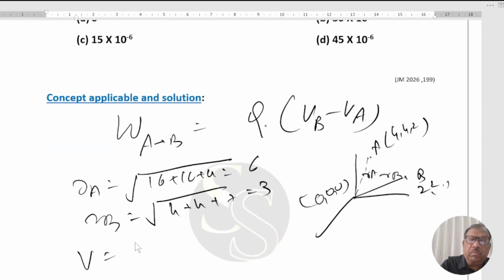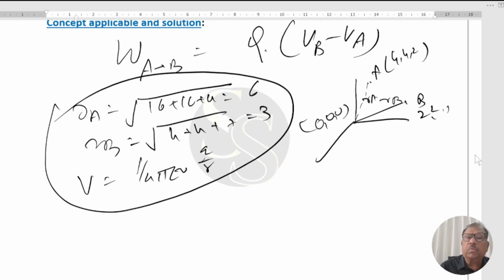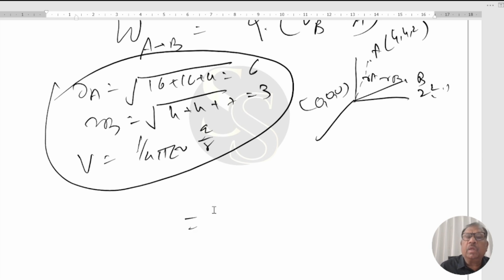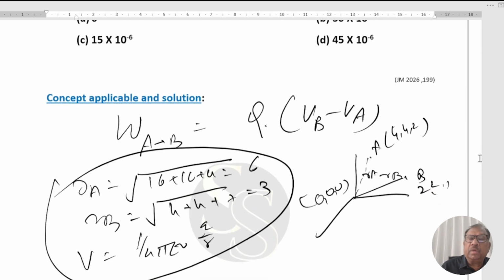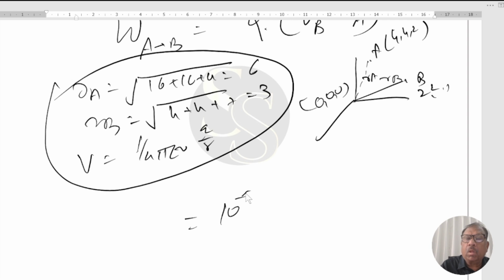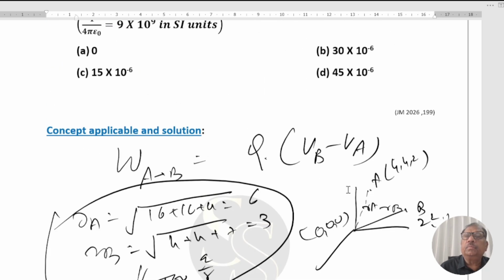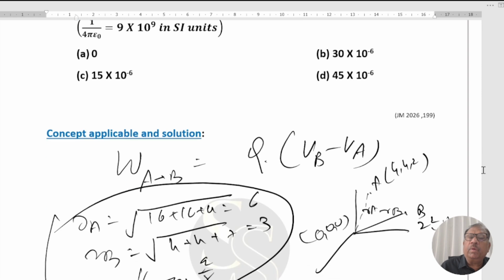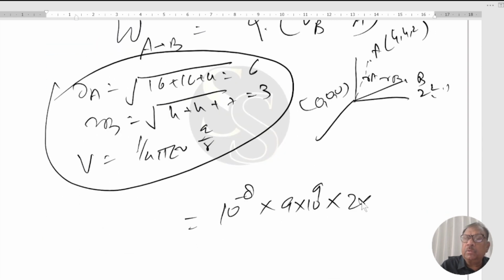Potential due to point charge is given by 1 over 4 pi epsilon naught Q upon R. Using all concepts, substituting values. Q is given as 10 to the power minus 8, into 9 into 10 to the power 9, into Q, that is 2 microcoulomb, 2 into 10 to the power minus 6, into 1 upon RB minus 1 over RA, that is 1 over 3 minus 1 by 6.